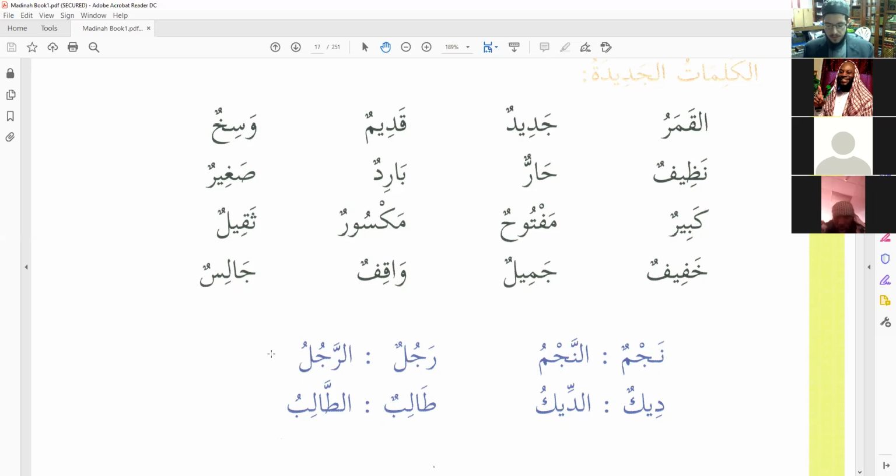Someone from the Sayyid family, could you do the next example? Rajulun, ar-rajulu. Very good, excellent job. And we said that rajulun was a man. And if we want to say the man, ar-rajulu. Very good. If Muhsin is there, could you do the following one? Dikun, ad-diku. Excellent. So dikun is a rooster. I'm not sure if we had that word before. We're going to have a lot of new vocab today, inshallah. Ad-diku, the rooster. Very good.